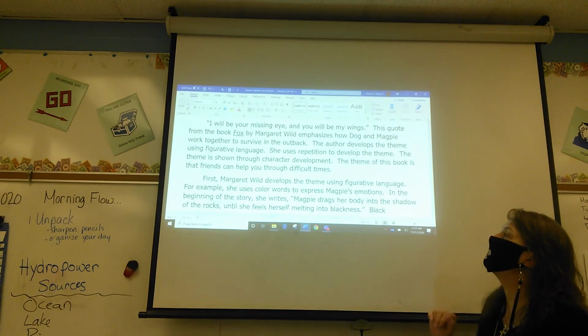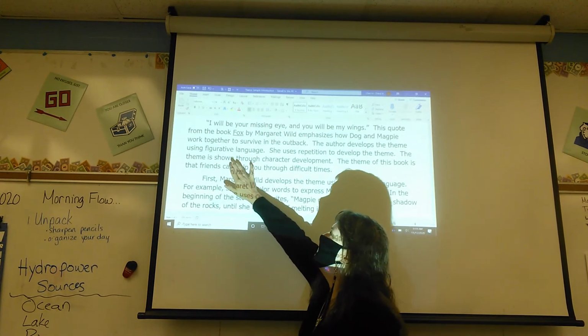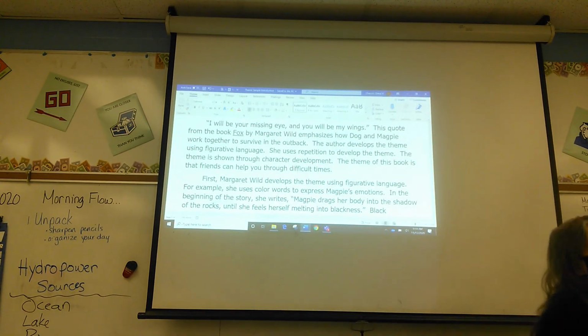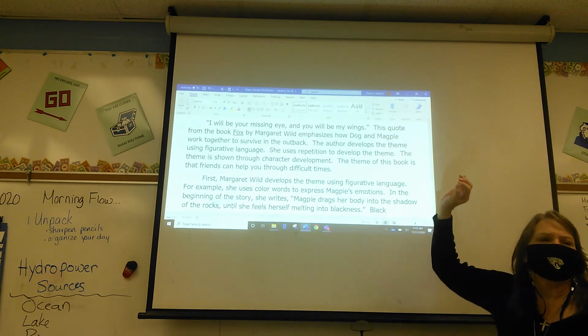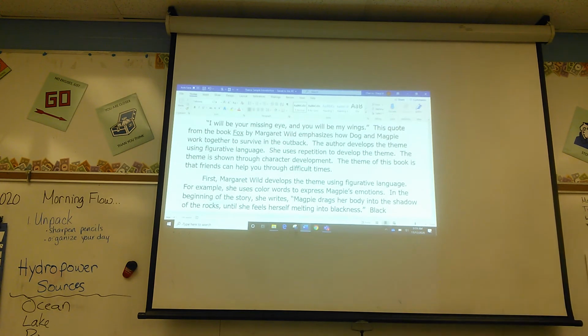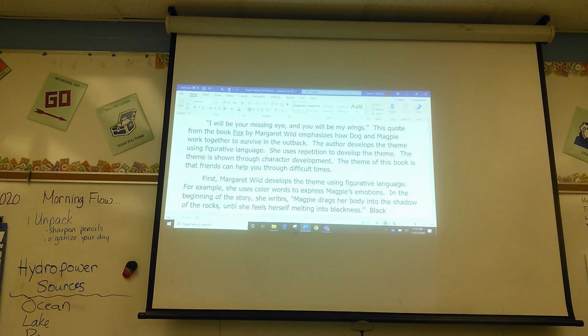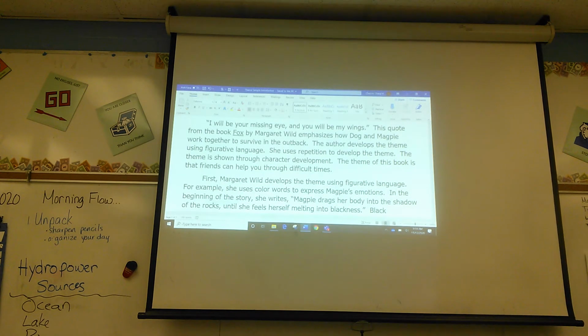And then finally, the theme is shown through character development. Now notice I used the word shown rather than develop because I didn't want to repeat develop. The theme is developed through character development. I didn't want to have that word in there twice. And then some of you struggled with this yesterday when I looked at your introductions, that for those of you who submitted one for feedback, some of you just wrote the theme, but you need to say the theme. The theme of this book is that friends can help you through difficult times, whichever way you chose to write it.